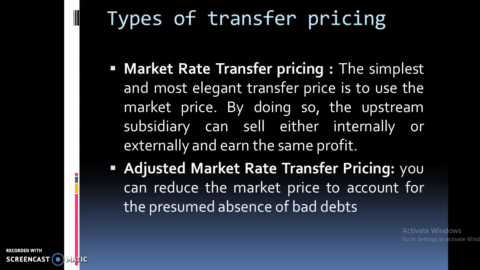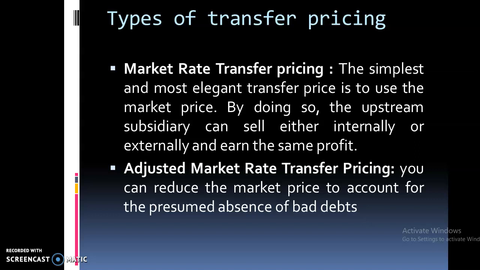Let's look into the types of transfer pricing. The first method is the market rate transfer pricing mechanism. This is one of the simplest, most elegant and most commonly used methods of transfer pricing used by subsidiary units for transferring goods to other subsidiary units. One subsidiary unit sells the goods to another subsidiary unit at the market rate charged to outside customers. This is known as market rate transfer pricing.